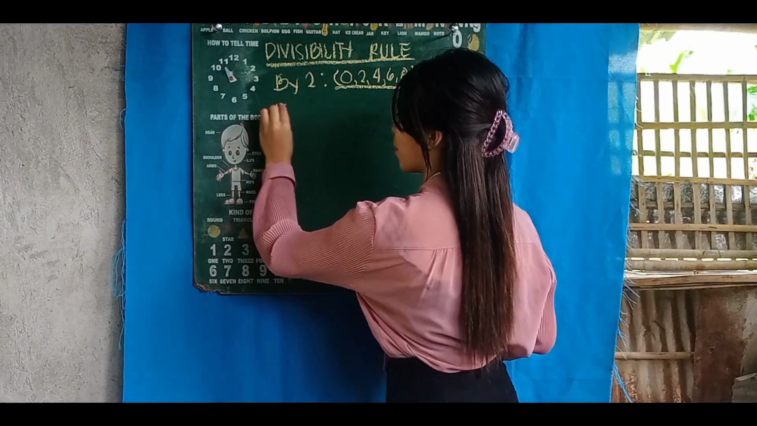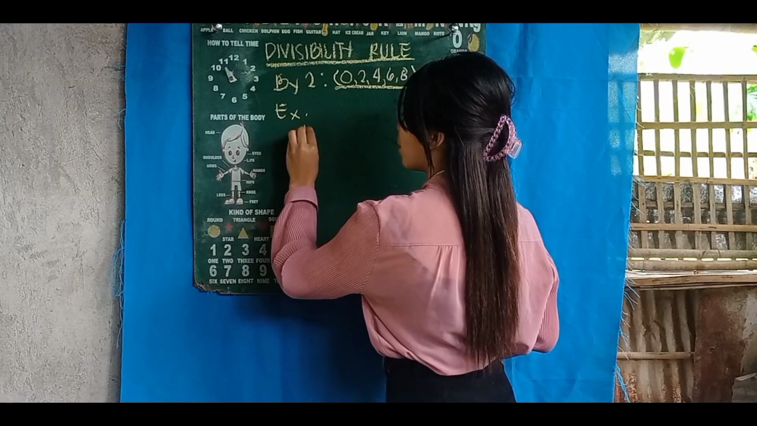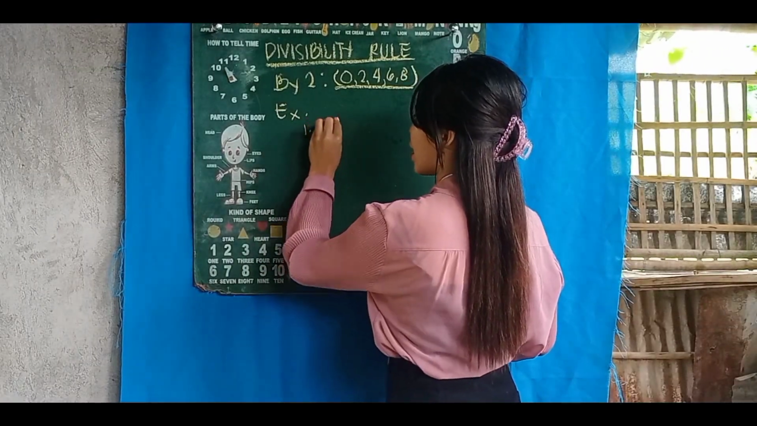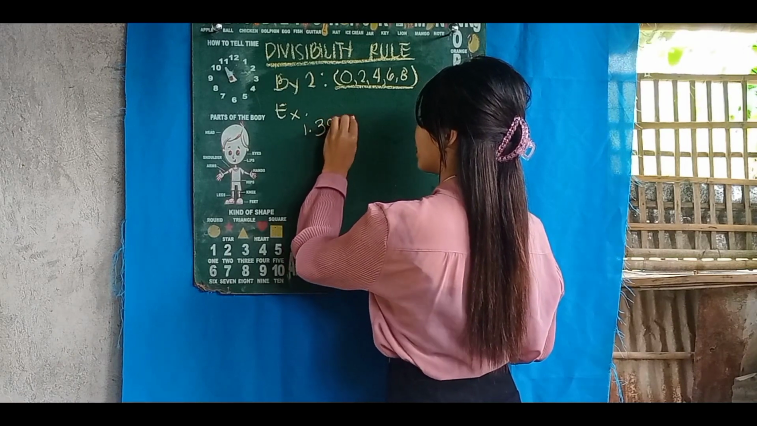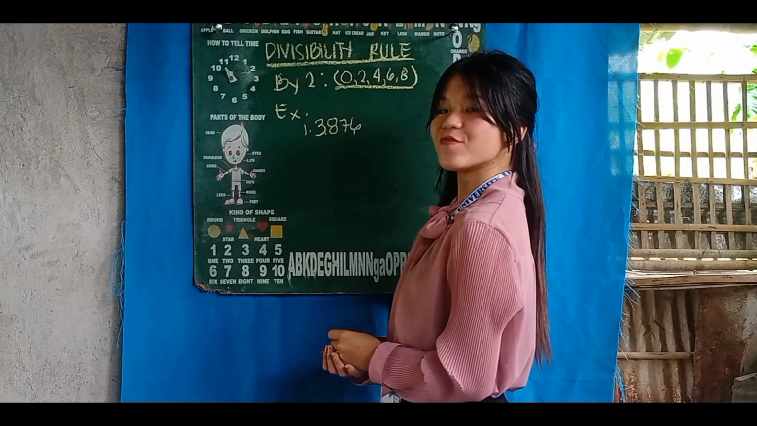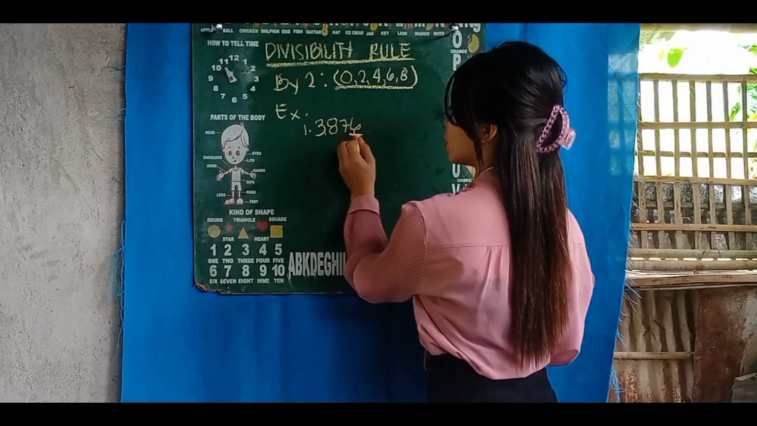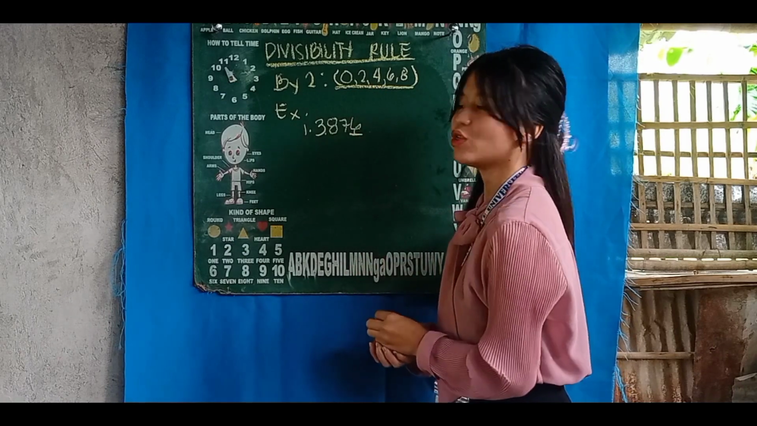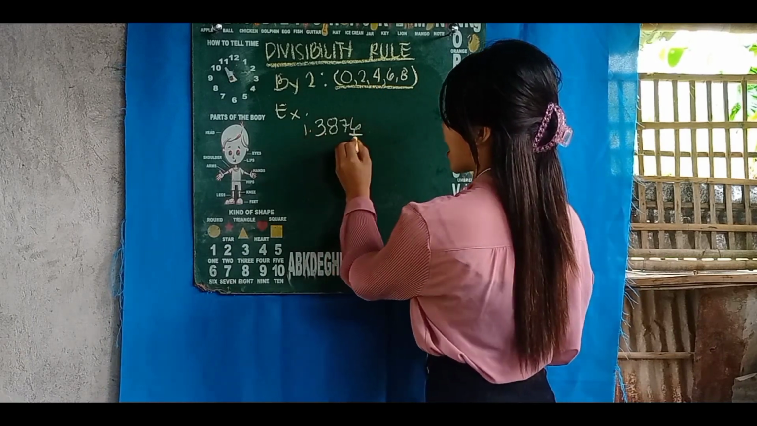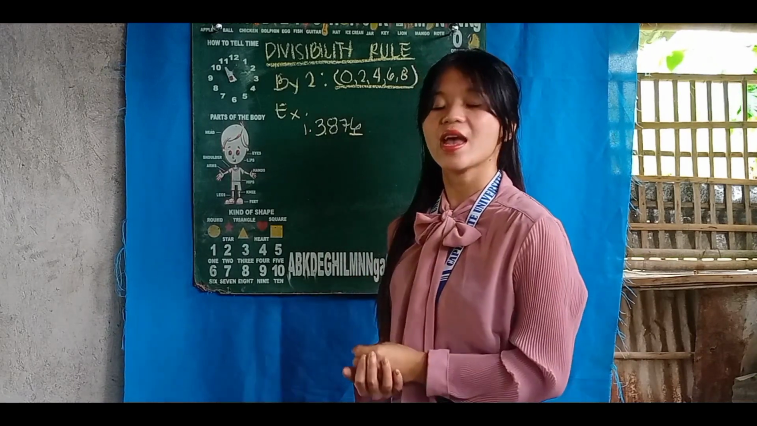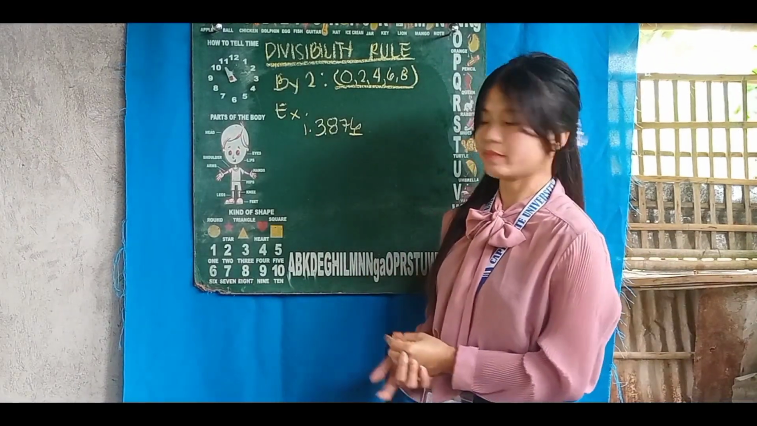So to make it clear, let's have an example. Example number 1 is 3,876. So what is the last digit of the number? Of course 6. So 6 is divisible by 2 because 6 is an even number. So, ibig sabihin, the original number 3,876 is divisible by 2.